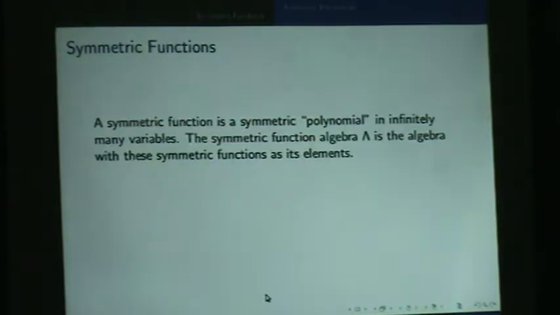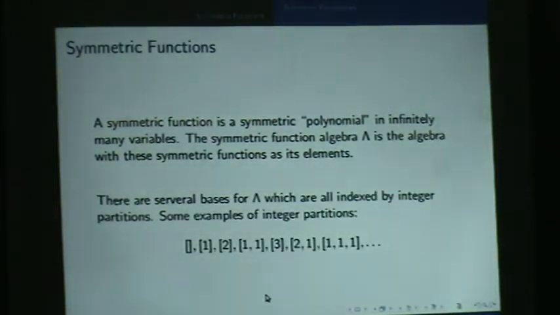Symmetric functions are generalizations of these. A symmetric function is a symmetric polynomial in infinitely many variables, so that if you switch any of the variables, it's invariant. You get the same thing. The symmetric function algebra, which is typically denoted by uppercase lambda, is the algebra with these symmetric functions as its elements. Multiplication between symmetric functions corresponds to the multiplication you would get if these were polynomials in infinitely many variables. They should match up.